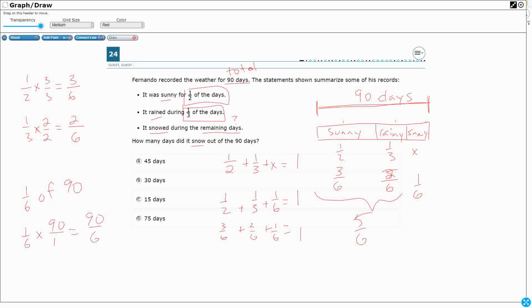Or, since that's a unit fraction, it's really easy to divide by the reciprocal, right? So I could do 90 divided by 6, which I'm going to end up having to do anyways, because that's an improper fraction. So we can divide 6 into 90, right? And that is going to be 15. So there's my answer, C.